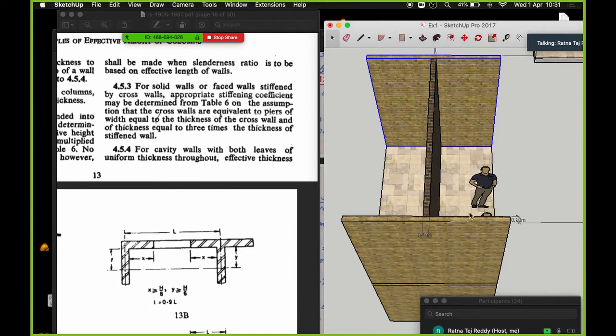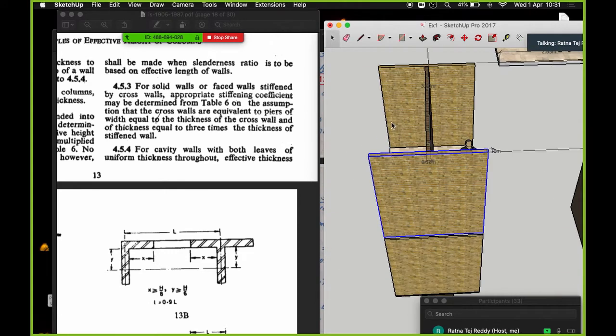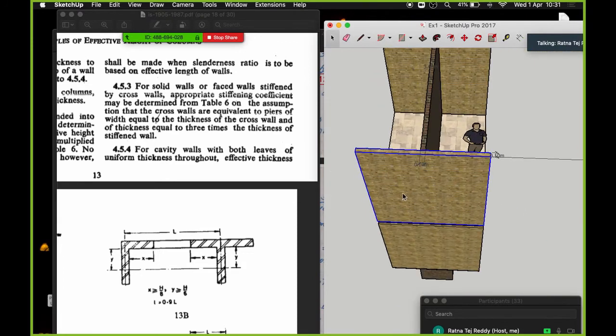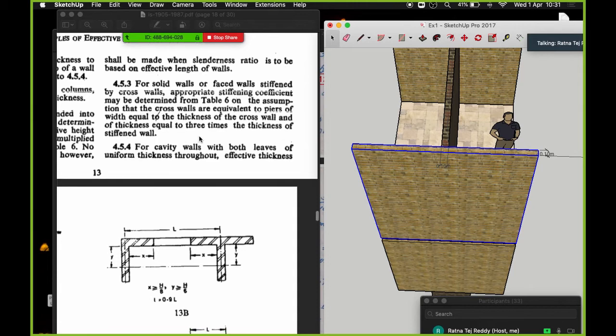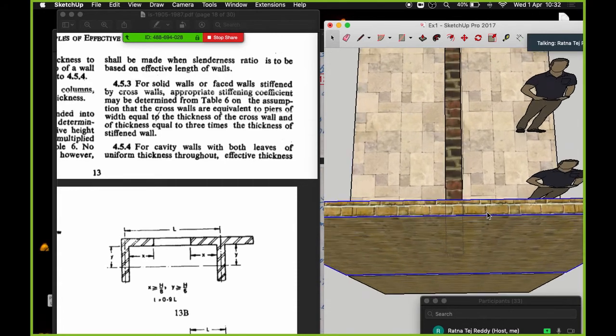It is assumed that these two cross walls, which are in lighter color, act like piers. They are equivalent to that of piers. Piers is nothing but, like I said, this kind of a formation. We are just trying to convert an entire cross wall into a pier-like formation for an easy calculation. So when we assume a cross wall as a pier, we need to make sure that the dimensions of that pier comply with clause 4.5.3, which is nothing but the pier's width should be equal to the thickness of the cross wall, and the thickness should be equal to 3 times the thickness of the stiffened wall. That is the width of the pier.